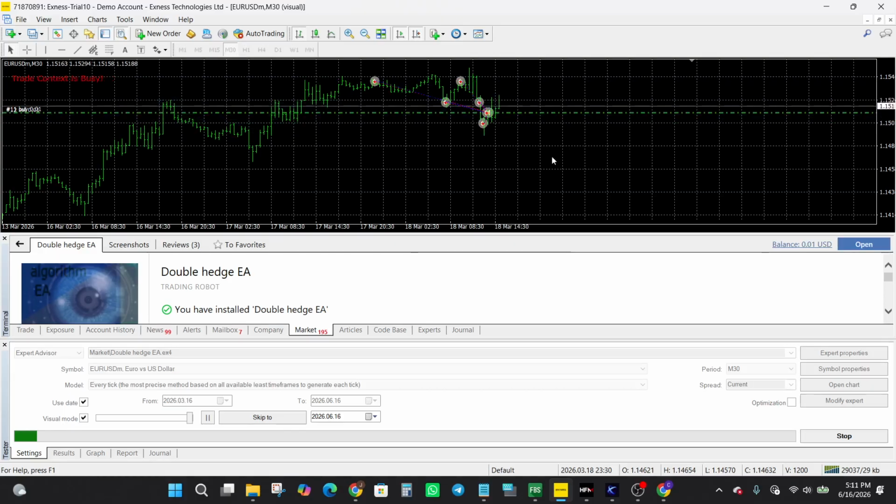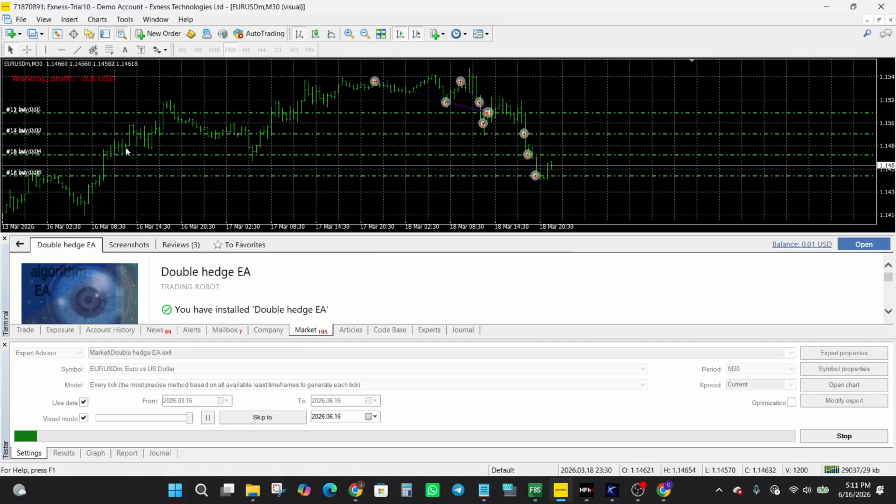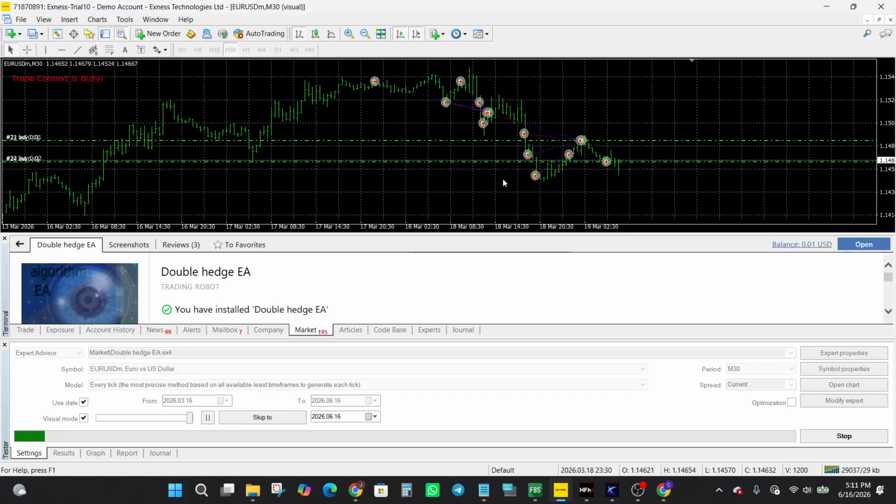All right, we can also see how the EA seems to be using a sort of grid technique. This seems to be a sort of combination of grid and hedging, because here I can see the EA is executing both buy and sell at the same time, and also making opposite trades at the same time.